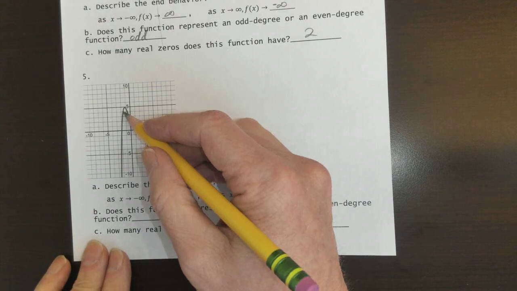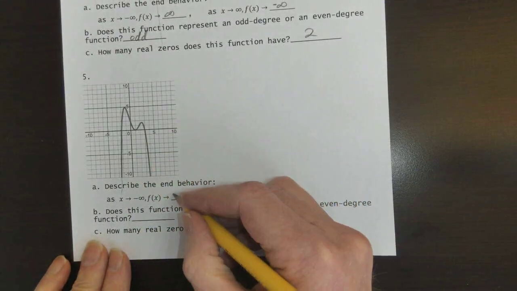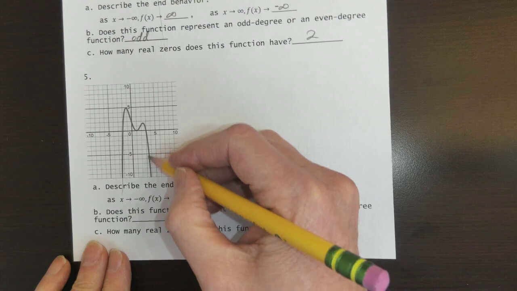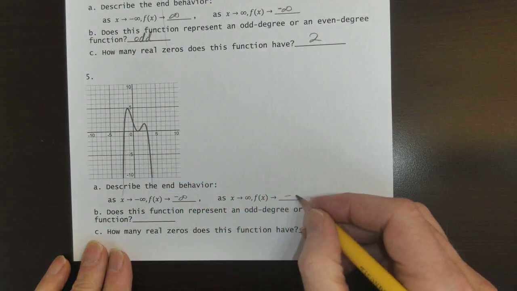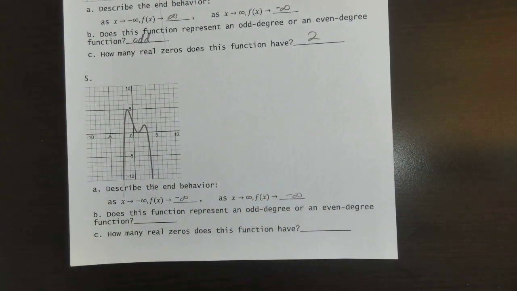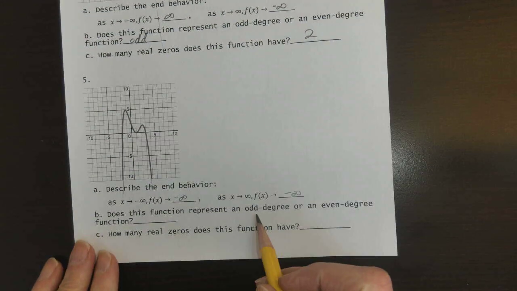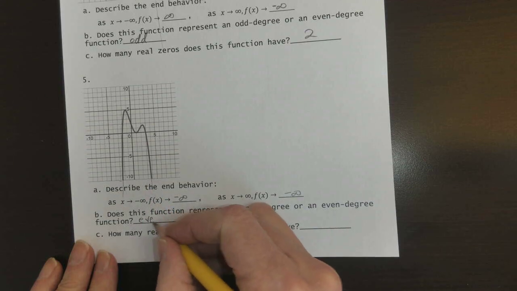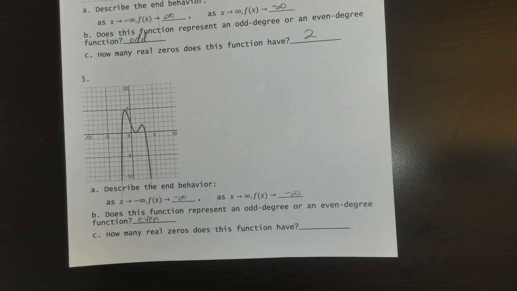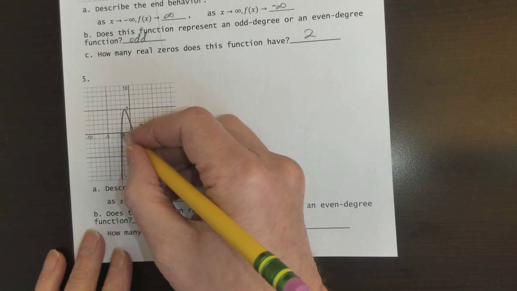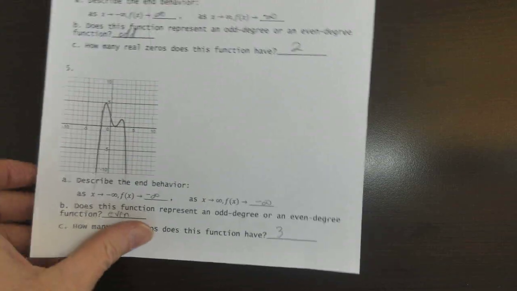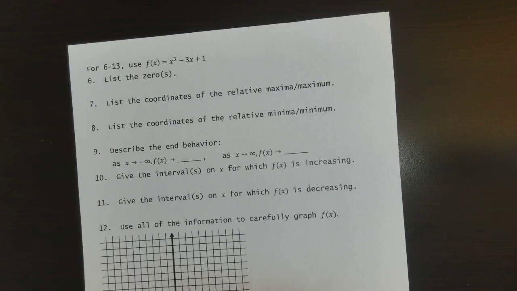This one, describe the end behavior. As x approaches negative infinity, f of x approaches negative infinity. As x approaches positive infinity, f of x is approaching negative infinity. Both sides are down. The far left is down, far right is down. Odd or even, both sides are down, that is even. How many real zeros does this function have? 1, 2, 3. I count 3 real zeros there.